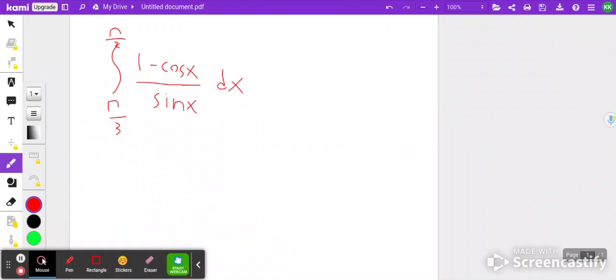Hi, I'm Keon, and I'm back with another integral from the 2016 MIT Integration Bee. I'm going to show you how to solve this integral.